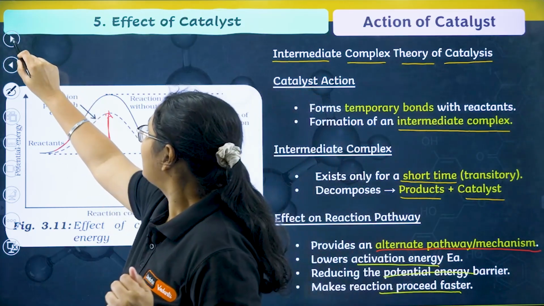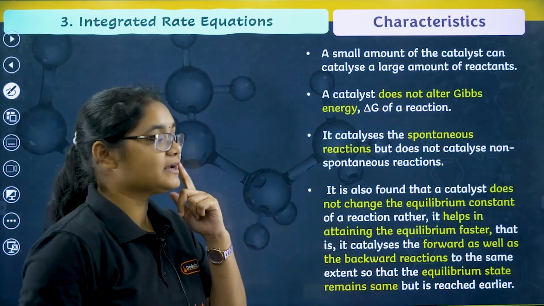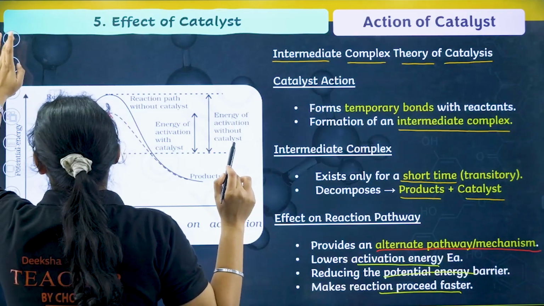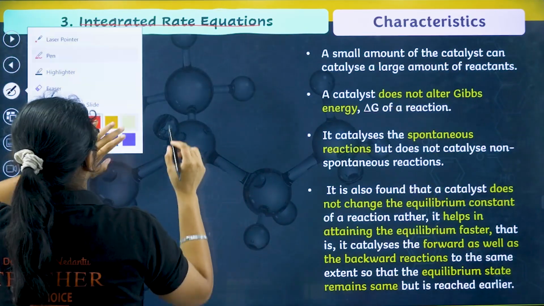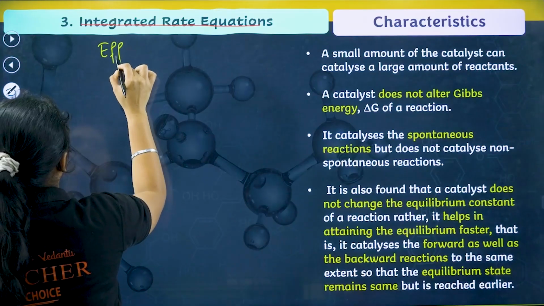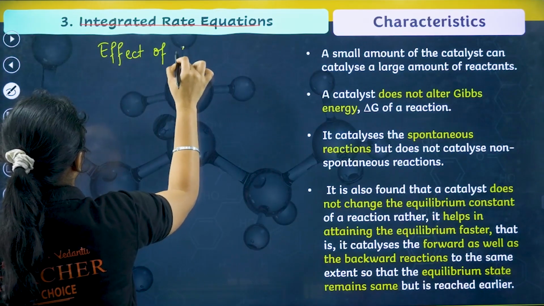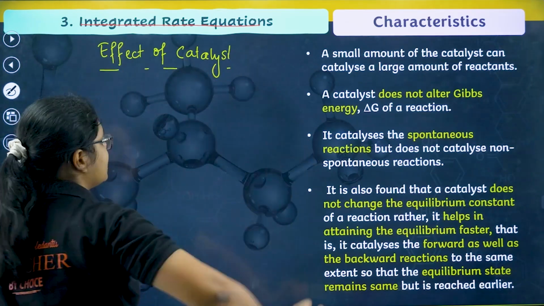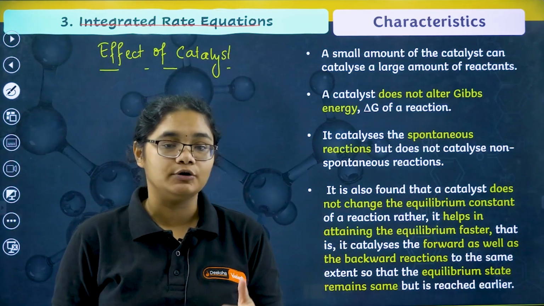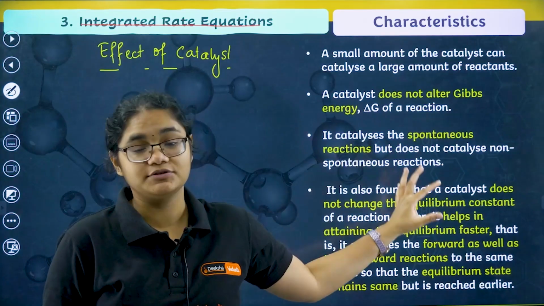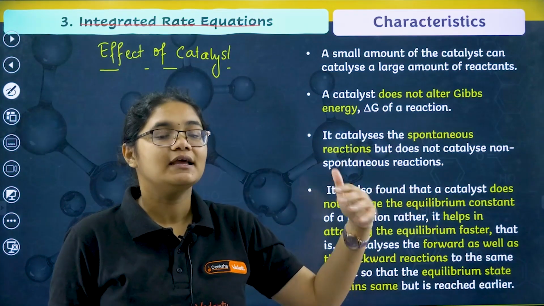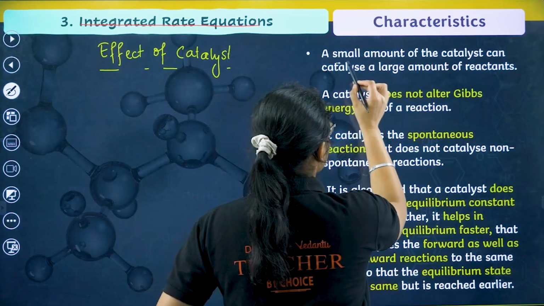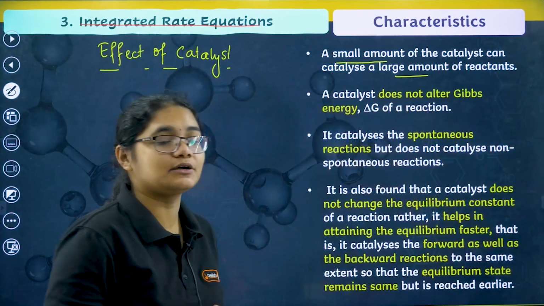Sorry, one second. This is also under the effect of catalyst, a slight change in the heading I forgot. So it is the effect of catalyst. Now we will study some special features of the catalyst, what exactly it does and what it doesn't do. All these things are very important, and MCQ questions from here will definitely be asked either in your PU2 boards or in the KCET examination. The first one is, a small amount of catalyst can catalyze a large amount of reactants.